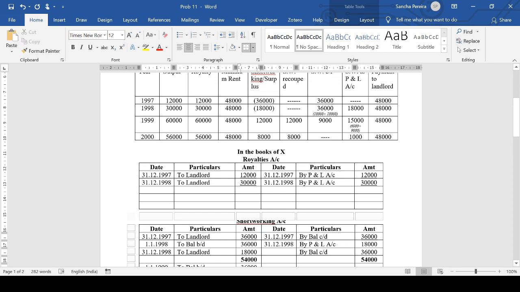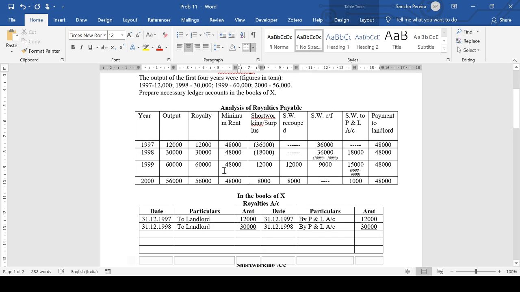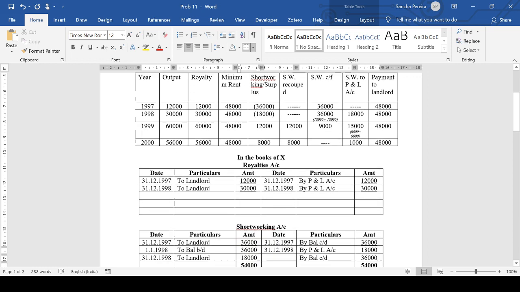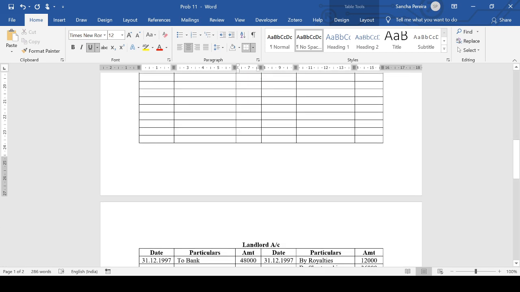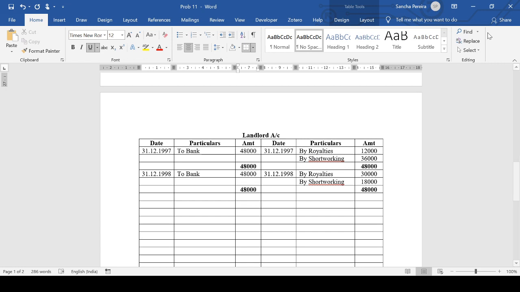So we can now come to the third year where we have a different situation where the actual royalty is more than the minimum rent. So we go to the second set of entries. So the entries are royalty account debit to landlord account. So 31st December 1999 to landlord. The royalty is 60,000. So in landlord account it will be by royalties. There's no short working because the actual royalty is more than the minimum rent. The royalties are 60,000.